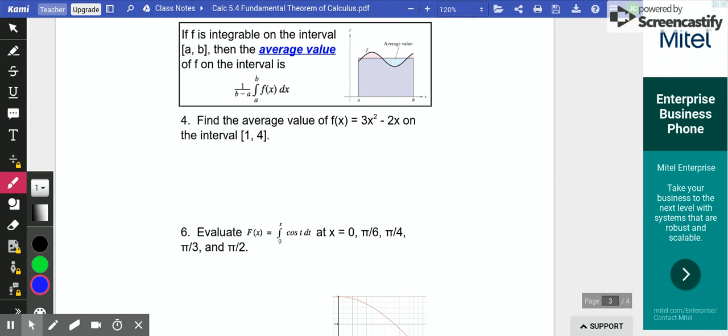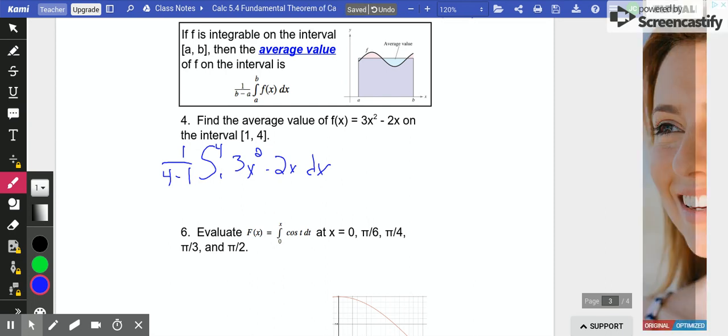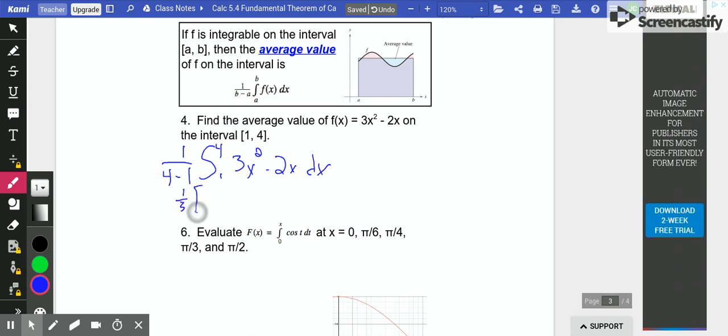So we want to find the average value of the function 3x squared minus 2x on the interval from 1 to 4. So we're going to use that formula. So 1 over b minus a, so 4 minus 1. Then we're going to do the integral from 1 to 4 of 3x squared minus 2x dx. Okay, and then we are going to take the antiderivative. Obviously, this is going to be 1/3. We'll get to that in a little bit.